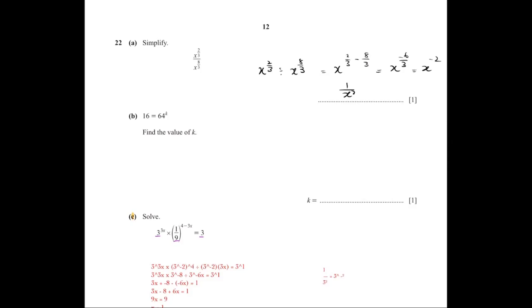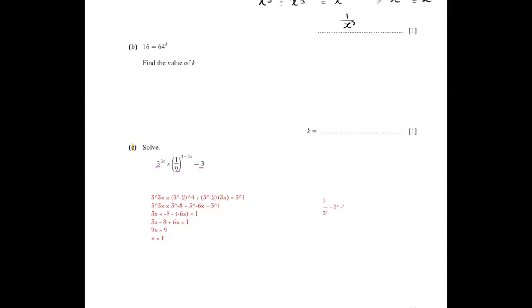Law of indices. Okay, find the value of k. So here you know they are both powers of 2. So 2 to the power of 4 is equals to 2 to the power of 6k. 4 is equals to 6k. k is equals to 4/6. We are comparing, since the bases are the same, you can just equate them like that. So k is 4/6, which is equal to 2/3.